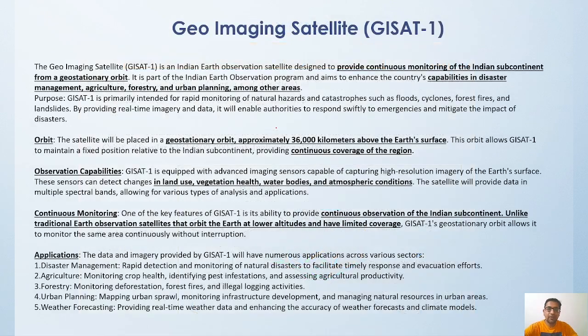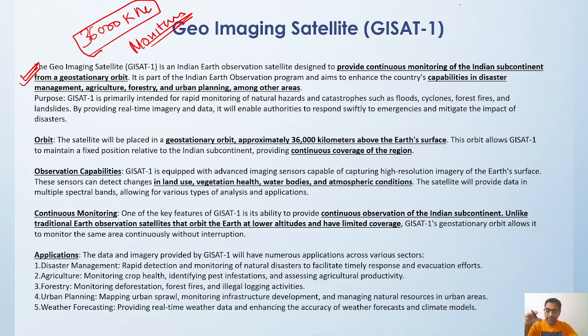Now we have a geoimaging satellite that we call GISAT-1. The main purpose of this satellite is to monitor the Indian subcontinent from a geostationary orbit. Geostationary orbit is 36,000 kilometers above. This is especially focused on monitoring, like if we have any kind of disaster happening, like floods, cyclones, landslides, and if we want to measure the agriculture area, type of agriculture area, forest, type of forest, then urban planning and other things.